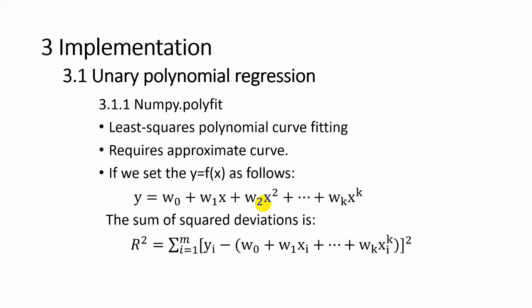We do curve fitting by minimizing the deviation of the approximate curve from y. The distance is calculated as the sum of the squared deviations. This is the implication of least squares. If we set y as the first equation shown on the screen, the sum of the squared deviations can be calculated as the second equation. Then, with a series of partial derivative computations, matrix transformations and simplifications, we can get the coefficient matrix A and the fitting curve finally.